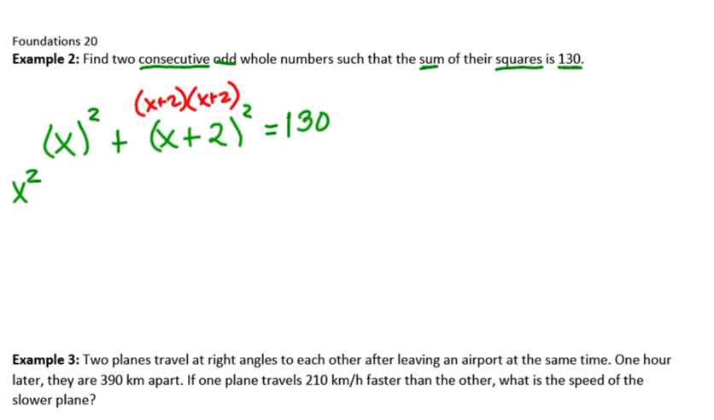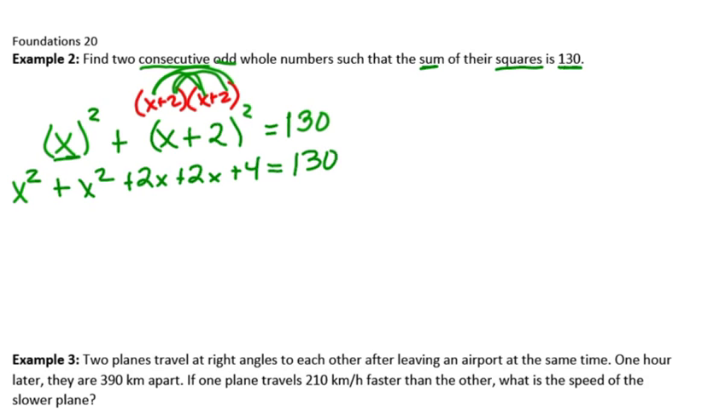So x squared is this first one, then plus x times x is x squared, plus x times 2 is 2x, plus 2 times x is 2x, plus 2 times 2 is 4. And this needs to equal 130. Combining like terms, x squared and x squared is 2x squared. 2x plus 2x is 4x, plus 4. And if we want to factor and solve this, we need to subtract 130 from both sides so that we can actually solve for these values.